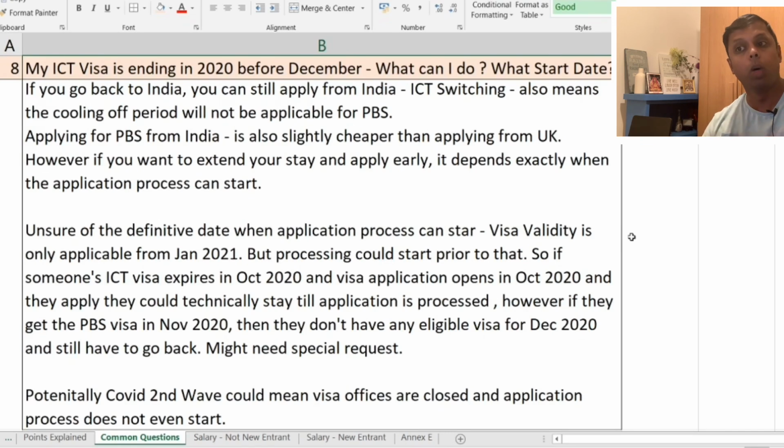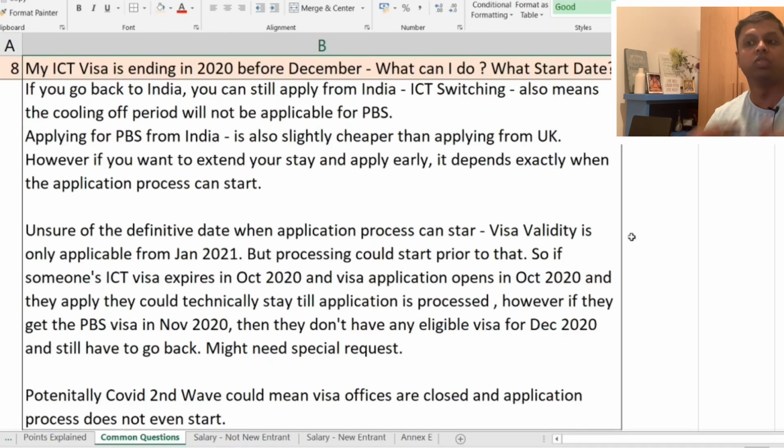One thing is, if you go back to India, you can still apply from India. For ICT switching, the cooling off period doesn't apply, because even if you go back to India, it's still the same. You can still apply as soon as the visa opens, like in Jan 2021. Also, the visa cost is slightly cheaper if you apply from India. I think it's about 120 pounds, 150 pounds cheaper if you apply from India.